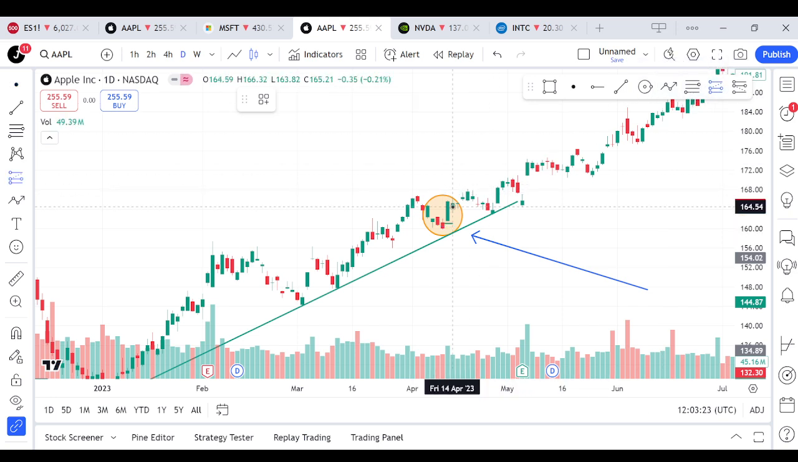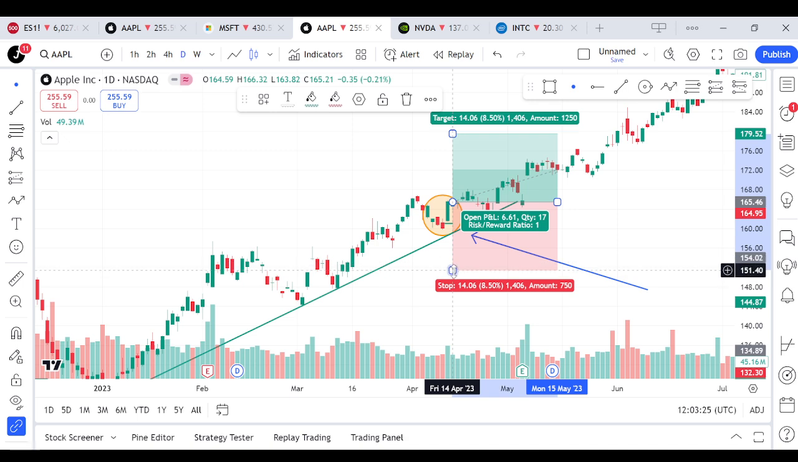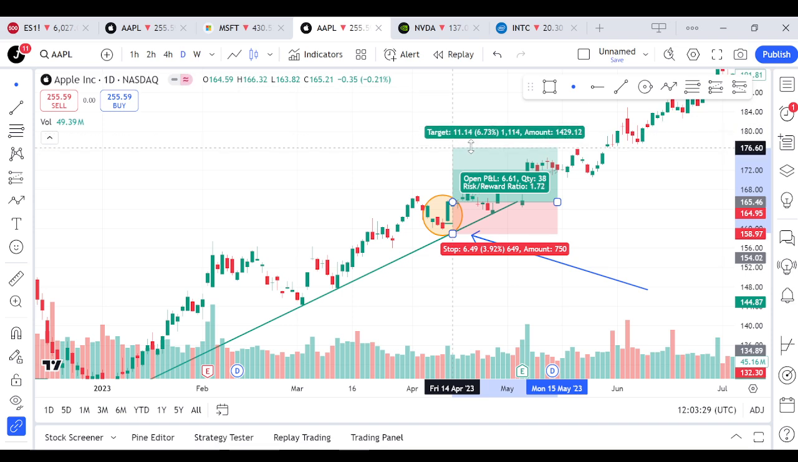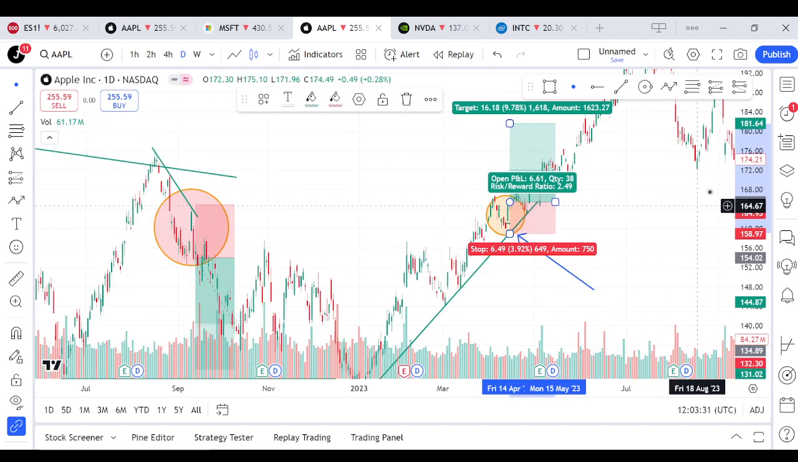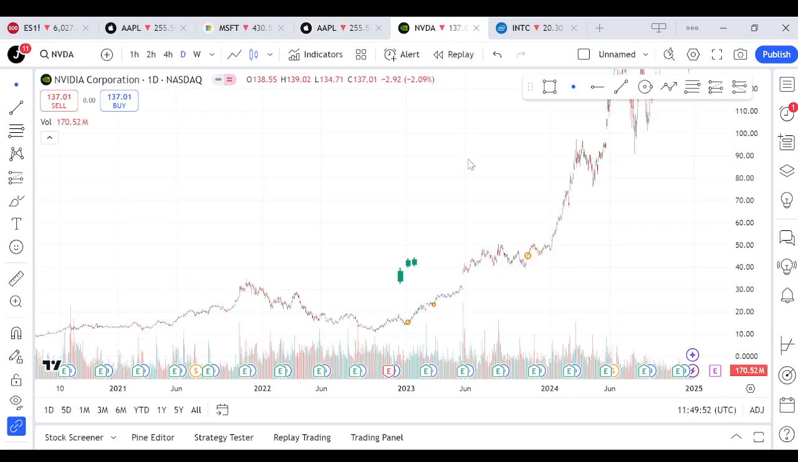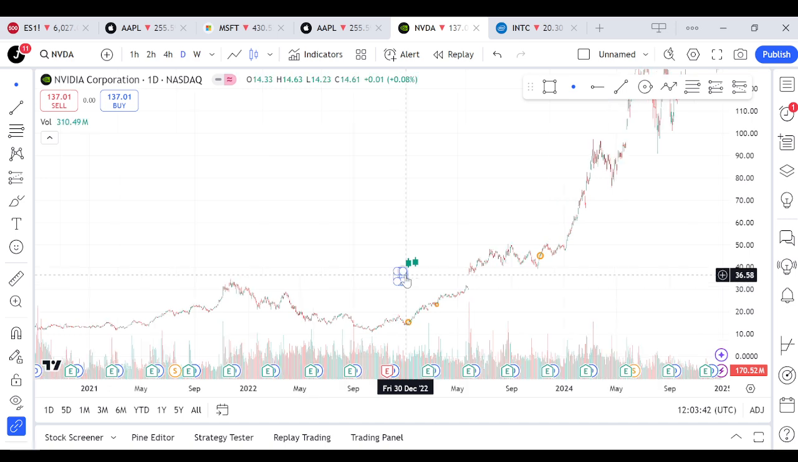You could just enter your trade here with stop losses below this area, and you could target a 1:2 or a 1:3 risk to reward ratio. And let's look at the third and final trend continuation candlestick pattern. So let's just make it 3. So we have this right here.